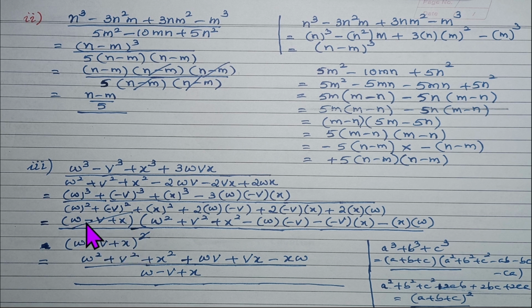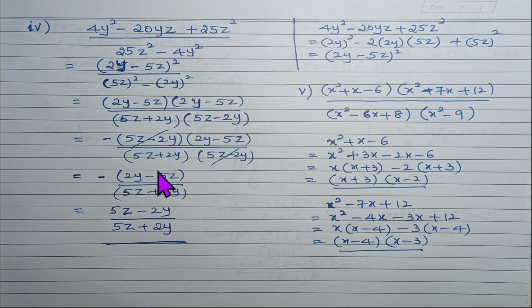So in the numerator we have w minus v plus x, and in the denominator we have w minus v plus x whole to square. So I can cancel it. The square term cancels there, and what remains is w square plus v square plus x square, minus into minus is plus wv, minus into minus is plus vx, and minus xw, divided by w minus v plus x. That is the simplification of the given rational expression. So let us go further.